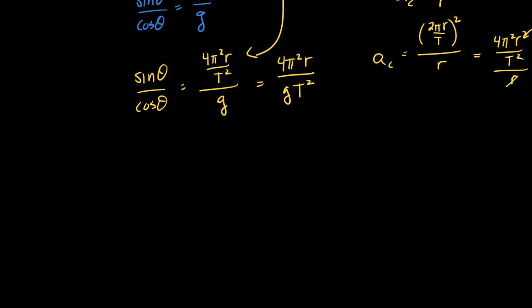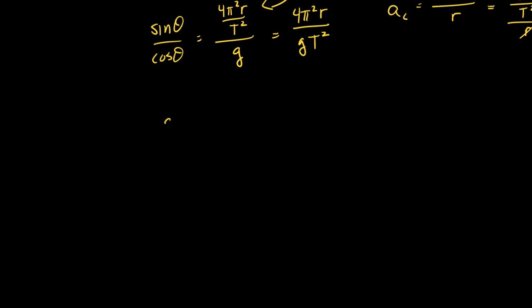Alrighty, so one more substitution, and we'll have sine theta over cosine theta equals 4 pi squared L sine theta all over G T squared. Messy, but not terrible. I do see that the sine theta cancels. Do you guys see that? I have a sine theta on both sides, so I can just get rid of that sine theta. The cosine theta is not going anywhere, though.